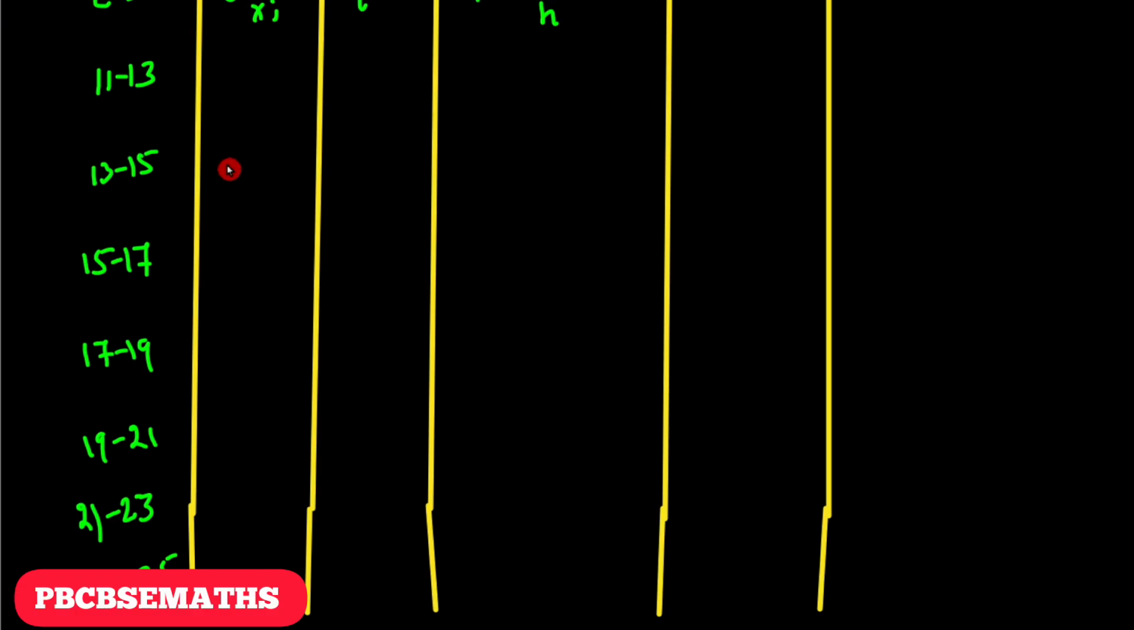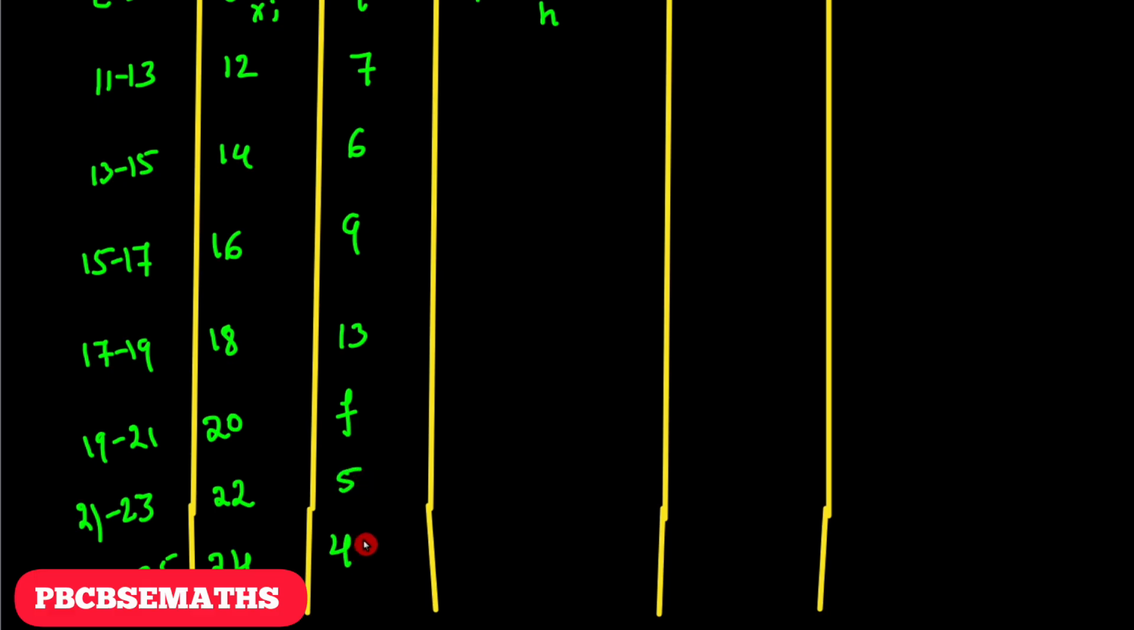So let's write the class mark. Now class mark can be calculated by adding the upper limit with the lower limit, then dividing it by 2. So for 11 to 13, that is 11 plus 13, that is 24, divided by 2, that is 12. Here 28 divided by 2, that is 14, 16, 18, 20, 22, at last 24. Here we will write the frequency as 7, 6, 9, 13, then that unknown value f, then 5, then 4.